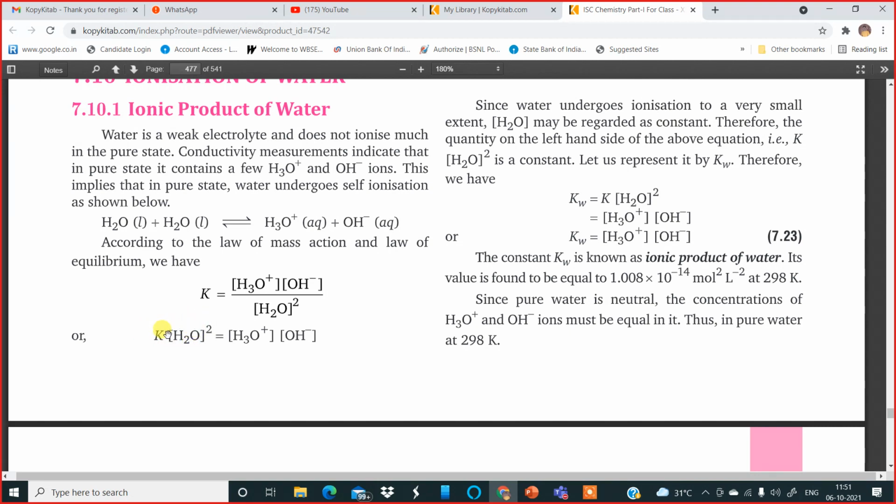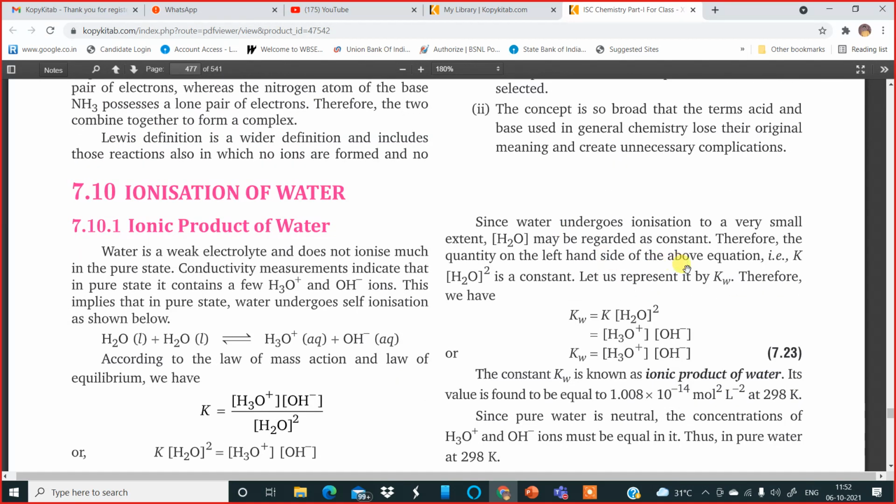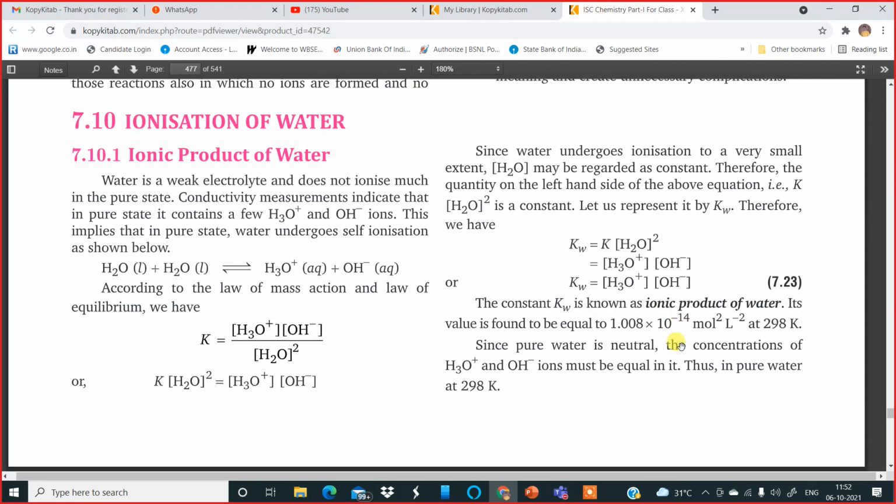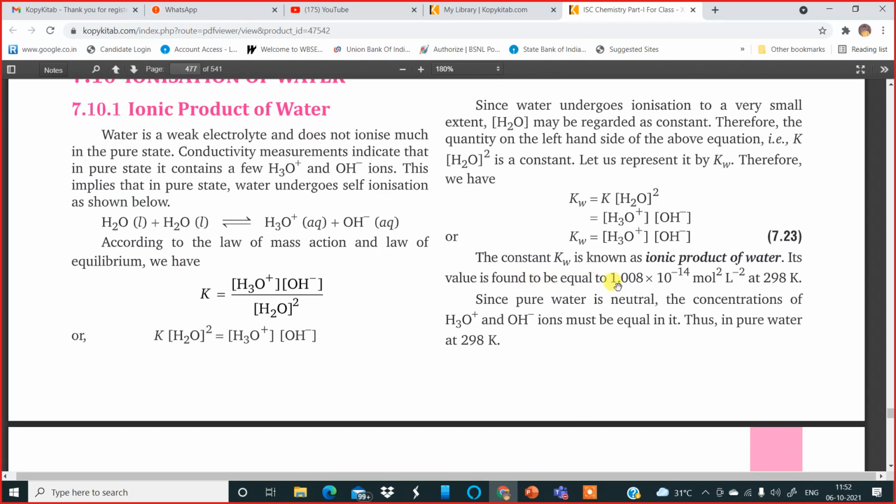The concentration of water is a constant, and this constant multiplied to K is also a constant. That is why this constant K into concentration of water to the square becomes KW, which is called the ionic product of water. It is defined as the product of the concentration of hydronium ions and the concentration of hydroxyl ions. Its value has been calculated and found to be, remember this value, the value of KW for ionic product of water is, learn this value, 1.008 into 10 power minus 14 mole square per liter square at 298 Kelvin.